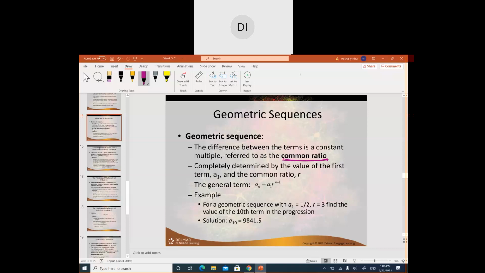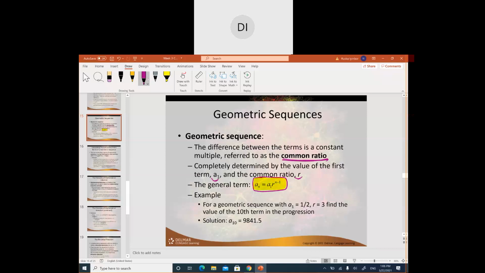And again, the first term is A1, and the common ratio is named R, which is in the formula. So this is your general term. This is your formula for the general term of a geometric sequence. This formula is included in the formula sheet I showed you in the beginning. The formula sheet includes the general term for geometric sequences.